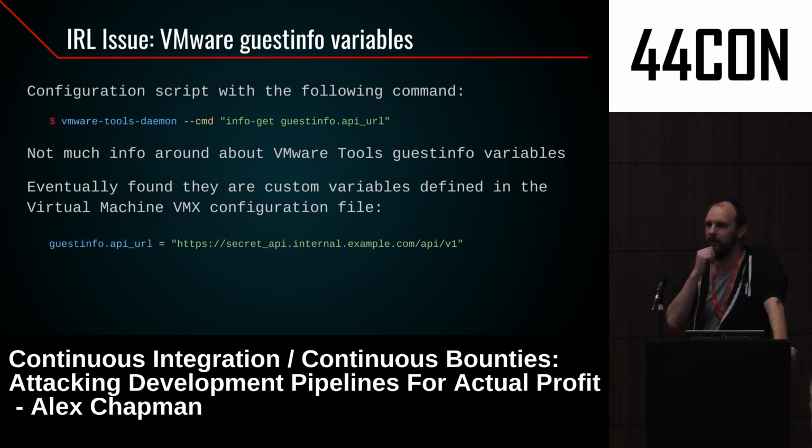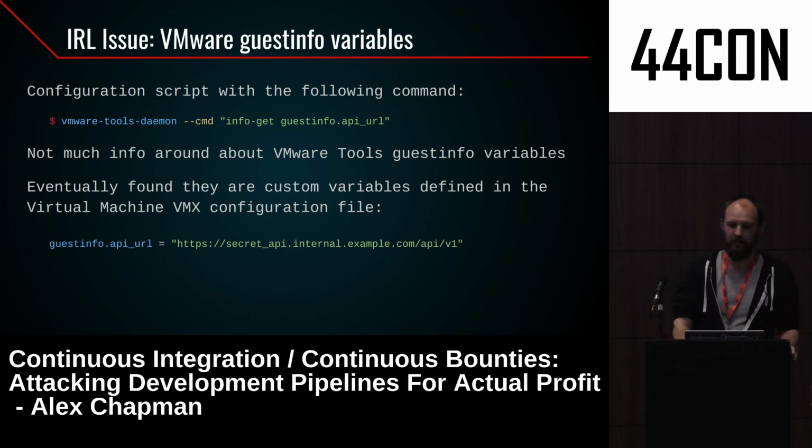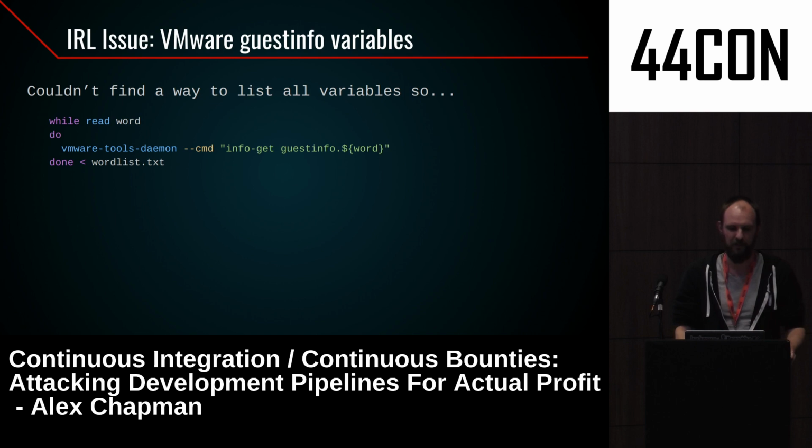So we had this API URL. Try to access it: credentials required. Doing some more Googling, I cannot for the life of me find a way to list all of the guestinfo variables that are available to a machine. So what do you do? You script up a quick brute force with a word list. I say quick brute force.